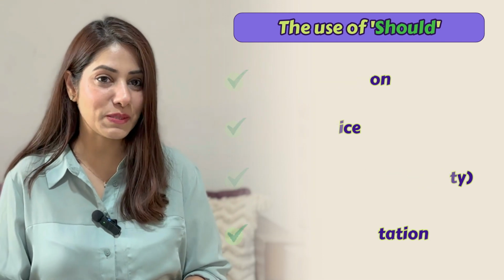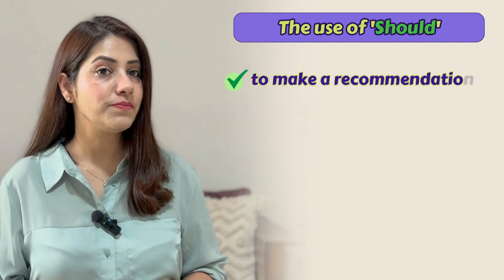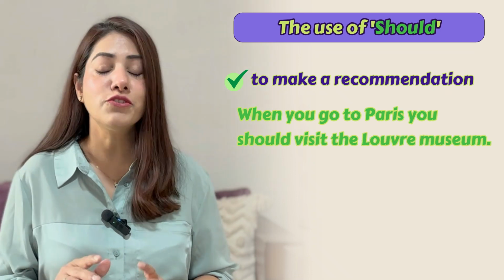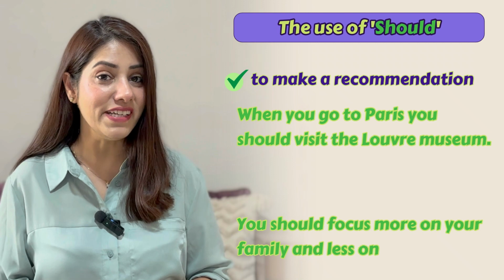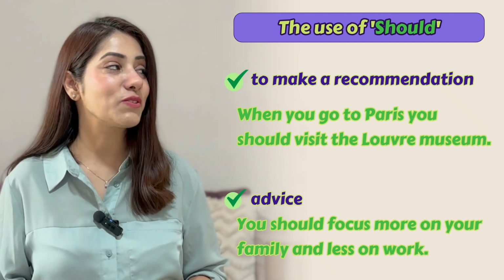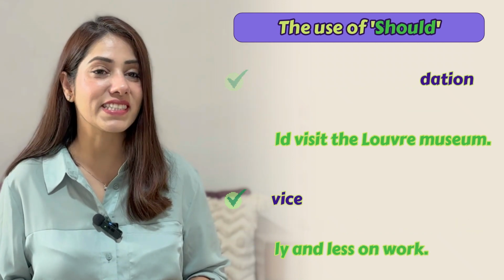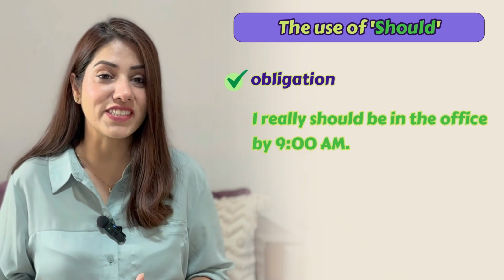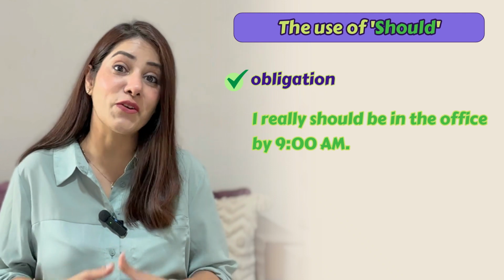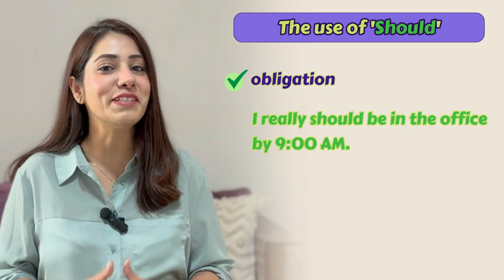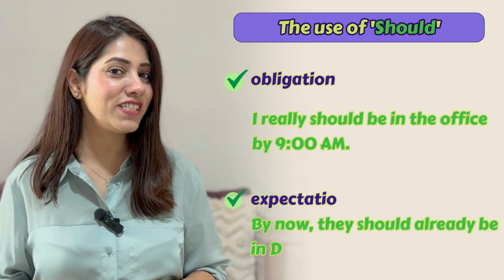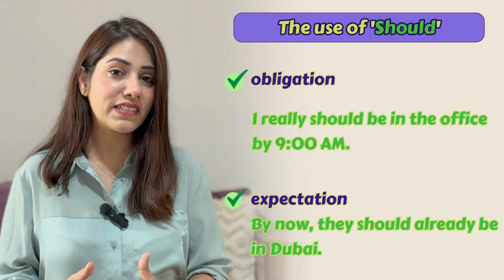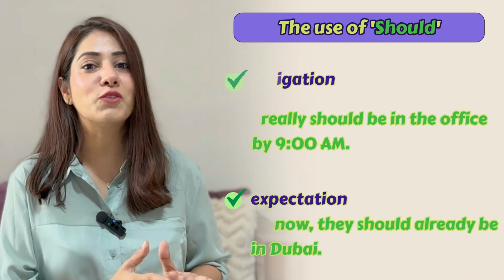To make a recommendation: when you go to Paris, you should visit the Louvre. You should focus more on your family and less on your work. So here it is an advice. I really should be in the office by 9 a.m. Obligation. You have to do this. You have to be there by 9 a.m. By now, they should really be in Dubai. Here it is an expectation. You expect that by this time they should be in Dubai.